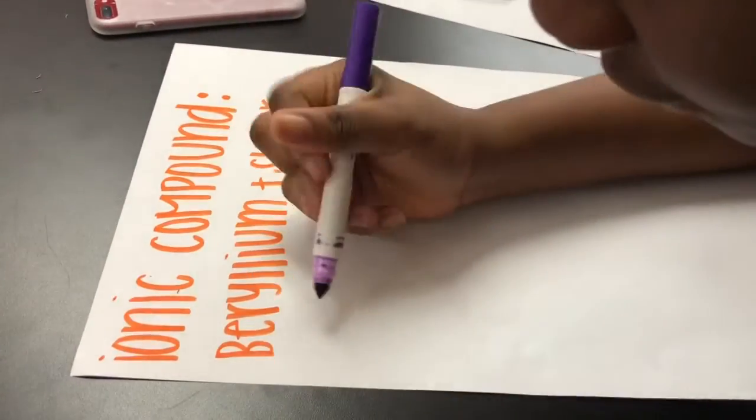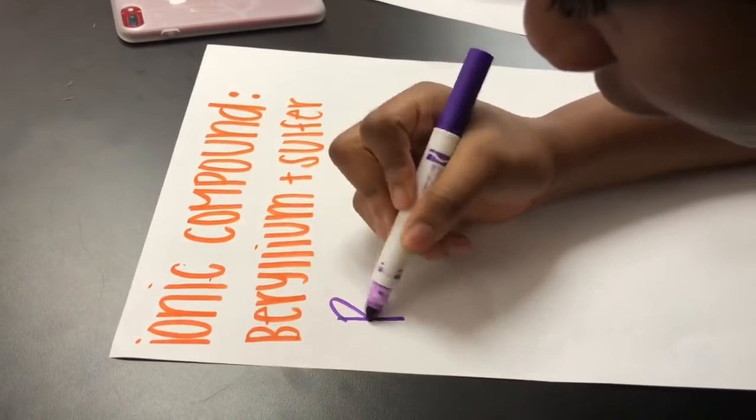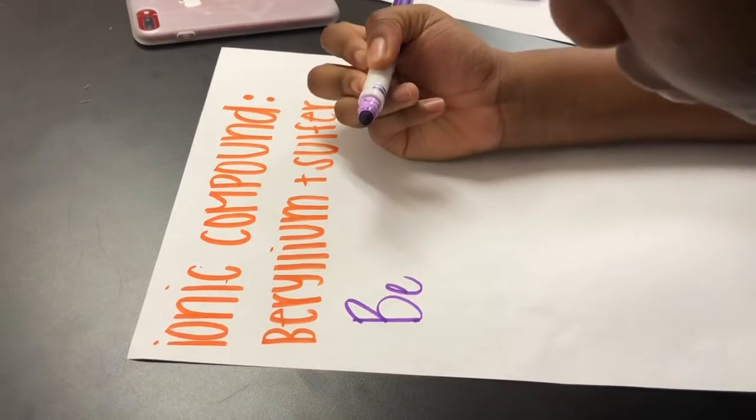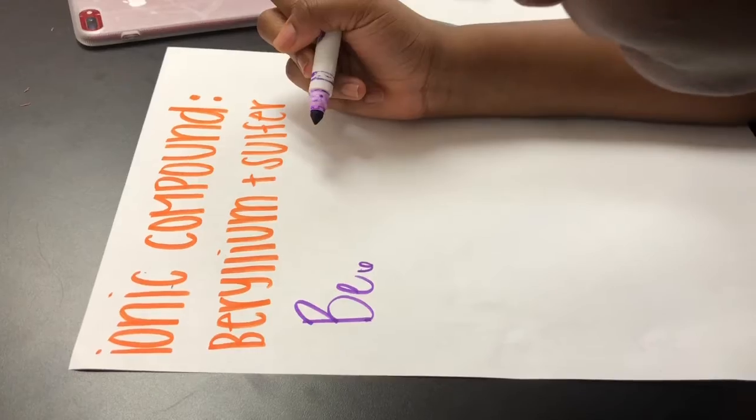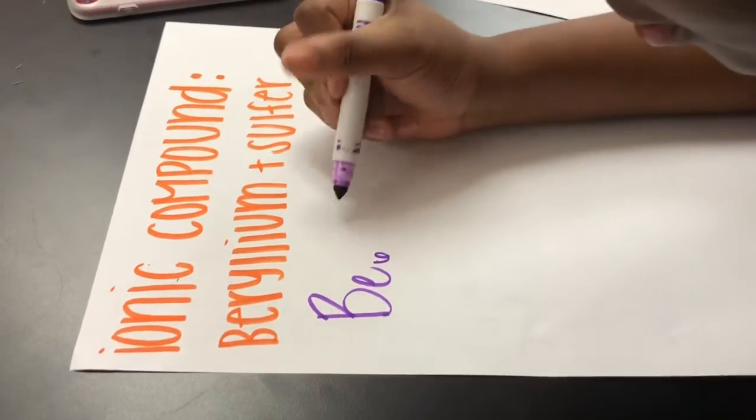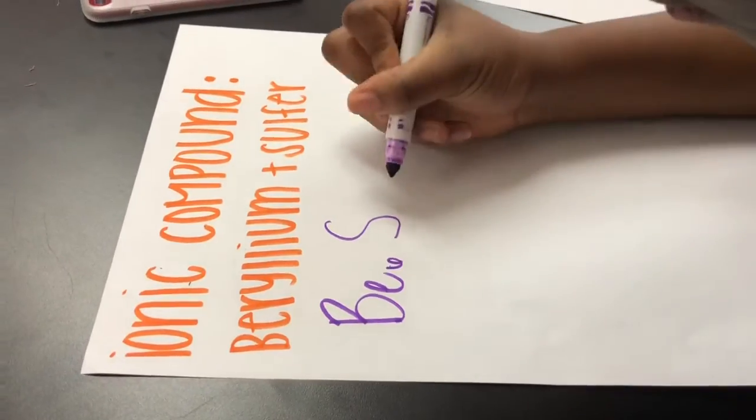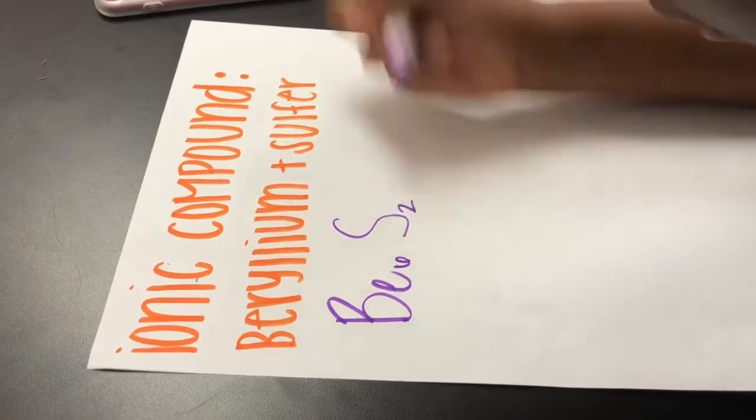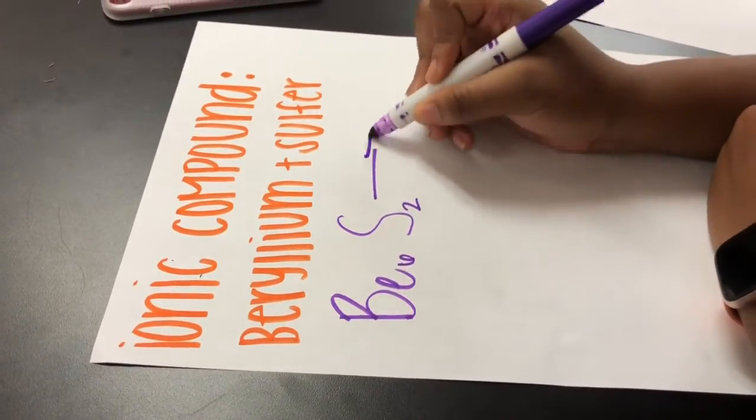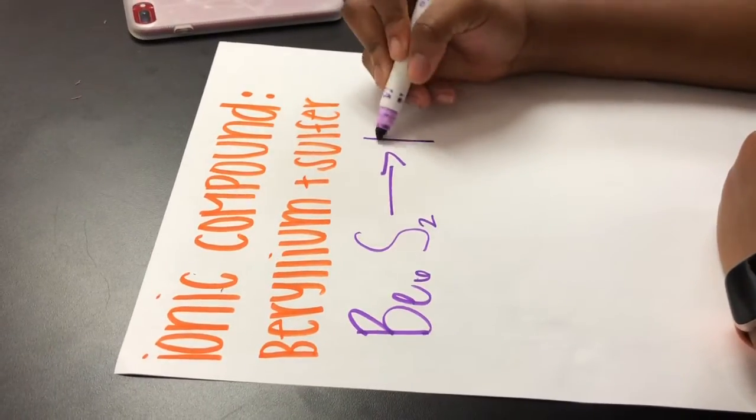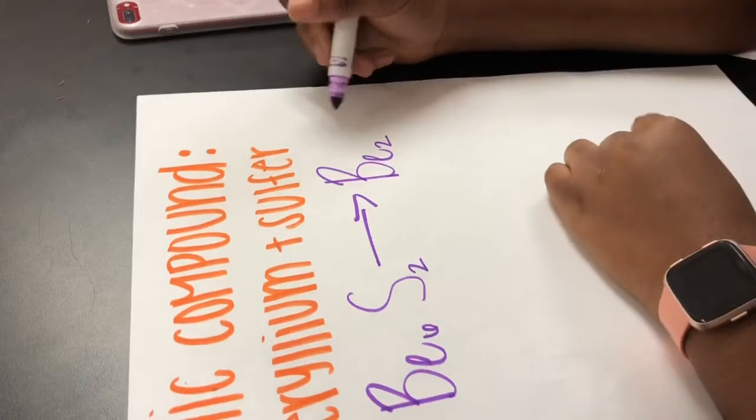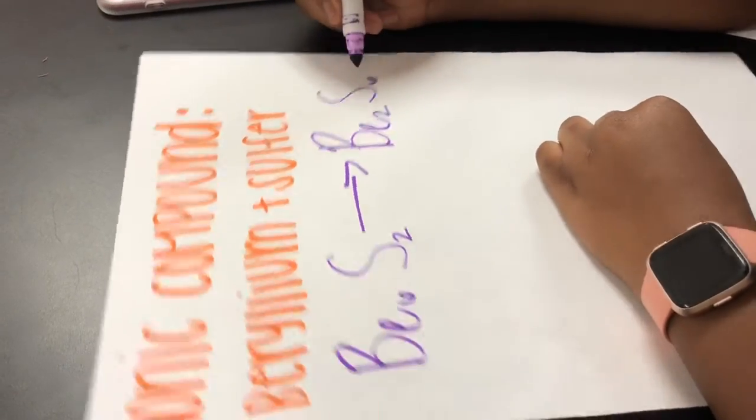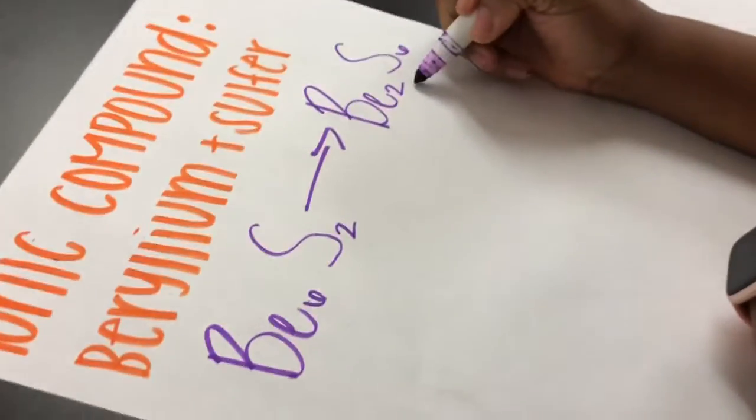Okay guys, so this is really simple. We start off by writing Be because that is the symbol for beryllium. And we give it 6 because it needs 6 valence electrons in order to be full. Next, we take sulfur and we use S because that's its symbol. And we give it a 2 because it only needs 2 in order to be full. Now we're going to put it all together, and we're going to put Be 2 S 6. Now we switch these when we put it all together.